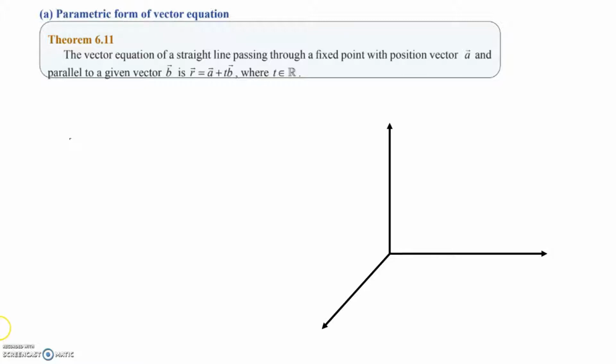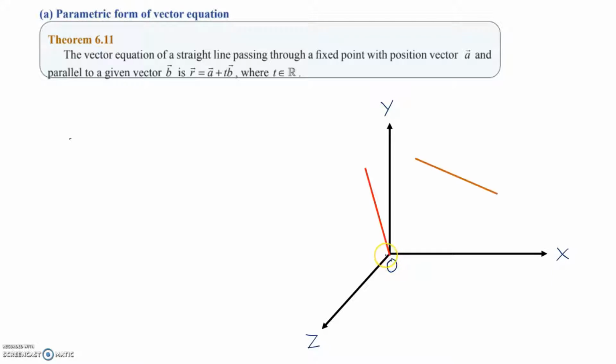The first form would be called the parametric form. So what does that mean? You're going to use a parameter, and the parameter that we'll be using is t. Anyway, let's see how we can explain. Now start to visualize a three-dimensional space, and let's call this our x-axis, y-axis, and z-axis. On this, let O be our point of origin.